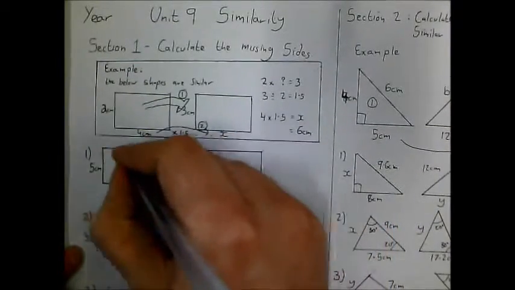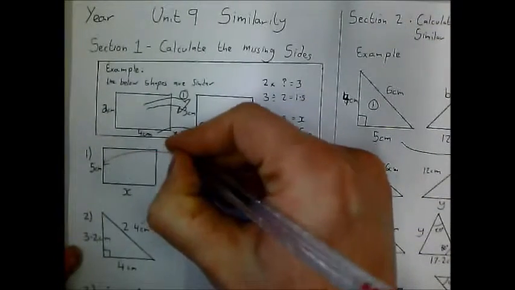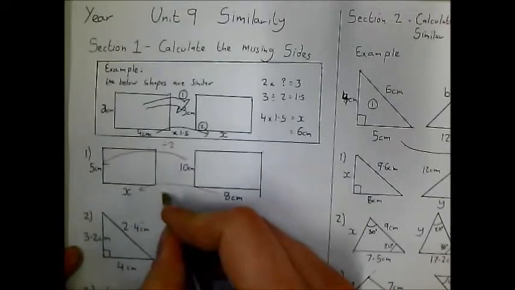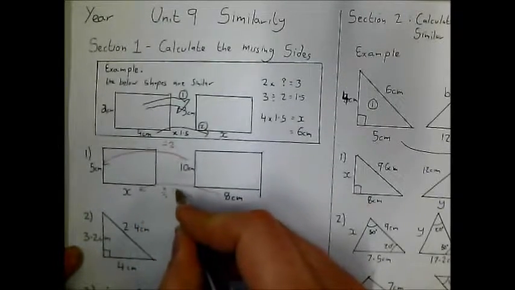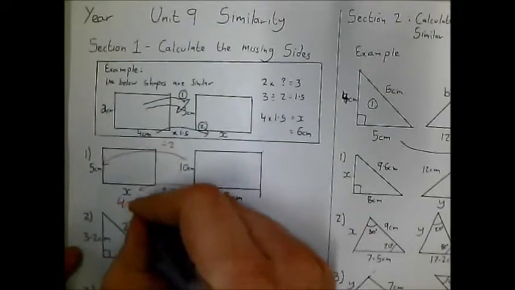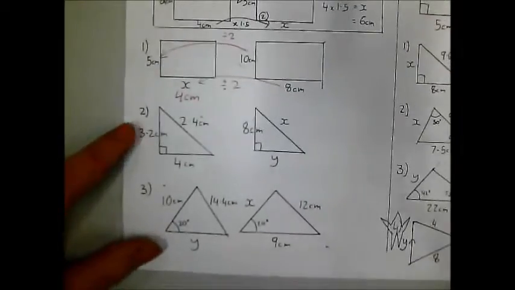So I'm going to go from here to here, and I notice to go from 10 to 5, I need to divide by 2. So to go from here to here, I will also divide by 2, and I get 8 divided by 2. That length there is 4 centimeters. Okay, let's look at this one.